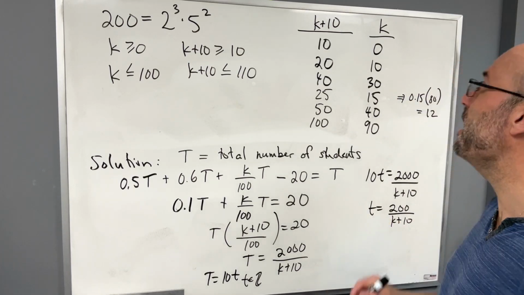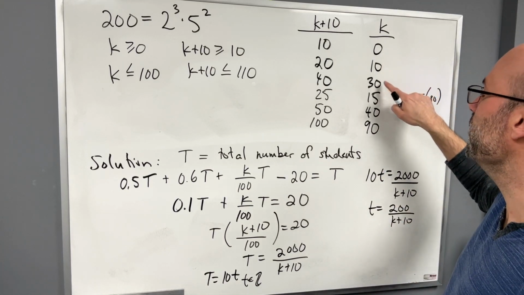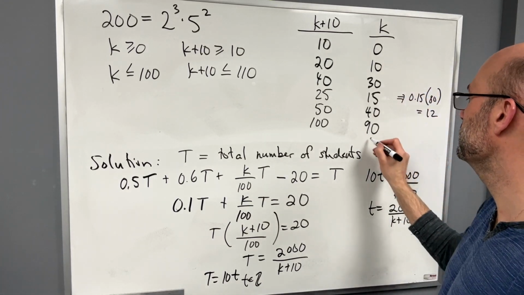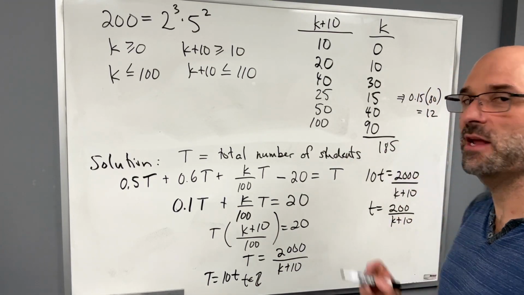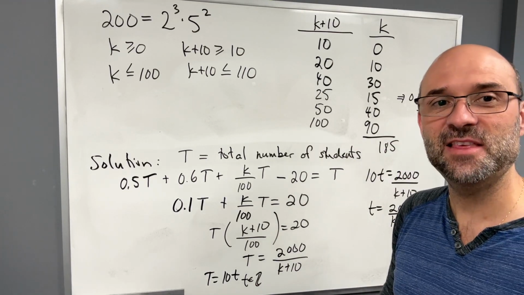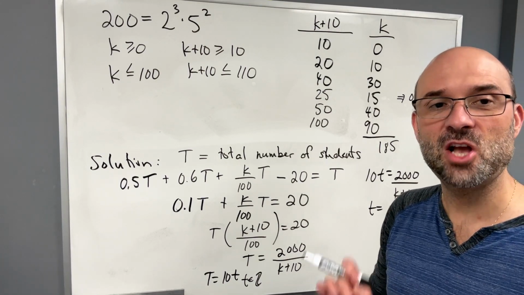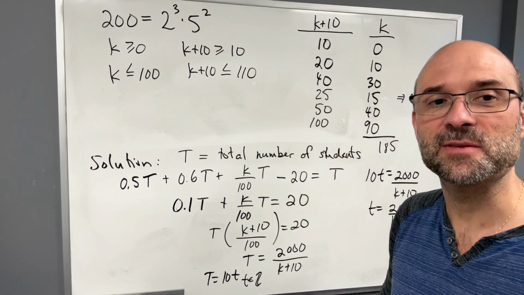So the possible values for k are 0, 10, 30, 15, 40, and 90, which means the total of all possible k values is 185. Is that the answer you got? Feel free to comment down below how you got the solution.